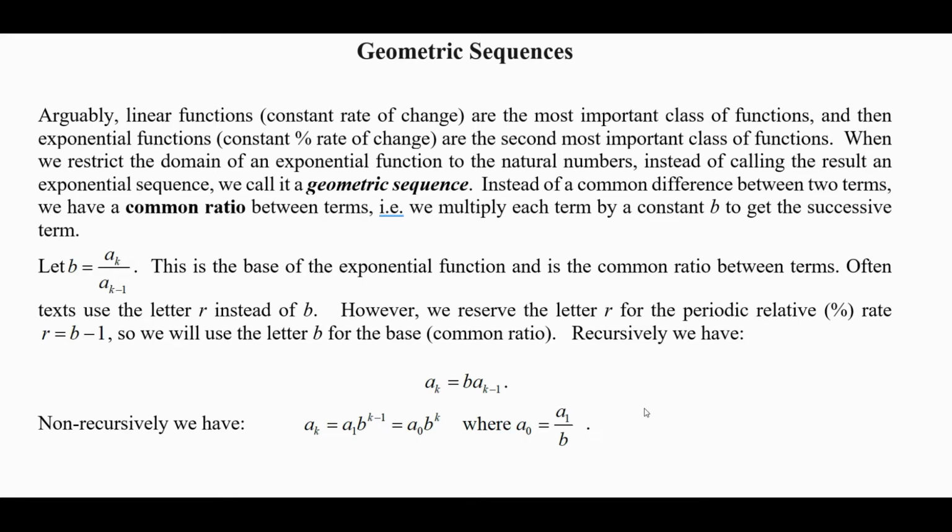Instead of a common difference between two terms, like we had in linear or arithmetic sequences, we have a common ratio between terms. In other words, instead of adding a constant each time, we multiply each term by a constant, b, to get the successive term. So b is a sub k divided by a sub k minus 1, and then a sub k is b times a sub k minus 1. So b is the base of the exponential function. It's also this common ratio between successive terms.